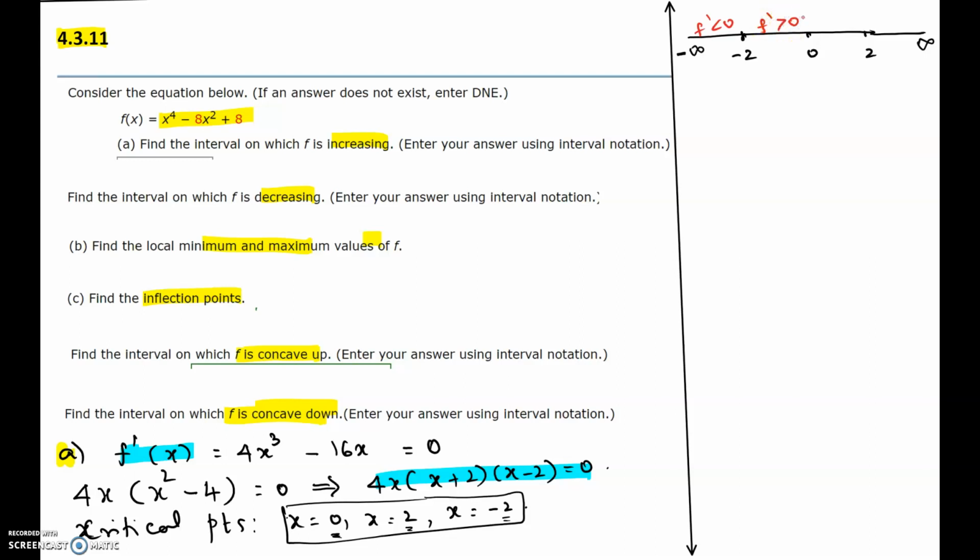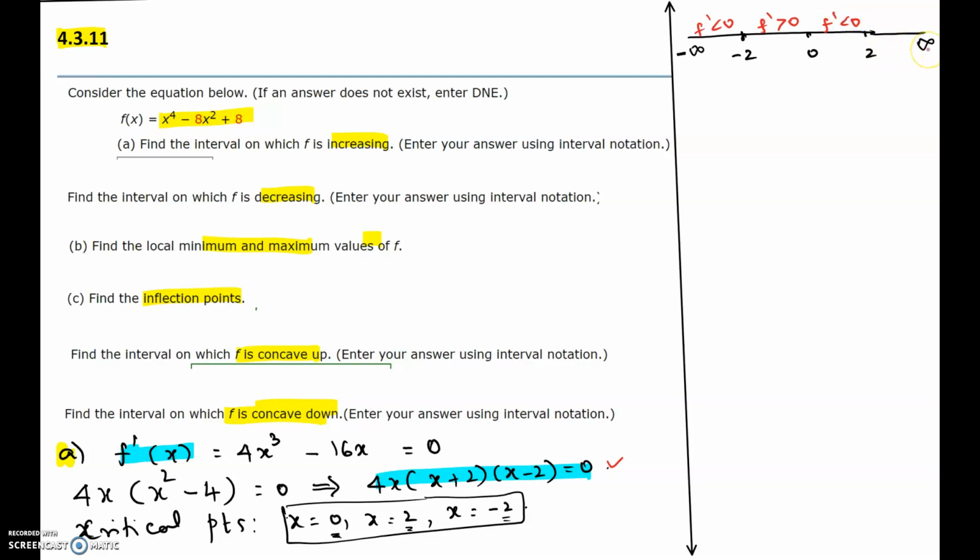Then for 0 to 2, I'm going to pick the test value of 1. So plug it into this relation here. That is 4 times positive 1, positive. 1 plus 2 will be positive. Positive times positive is positive so far. Then 1 minus 2 will be negative. So in this interval, it is going to be negative.